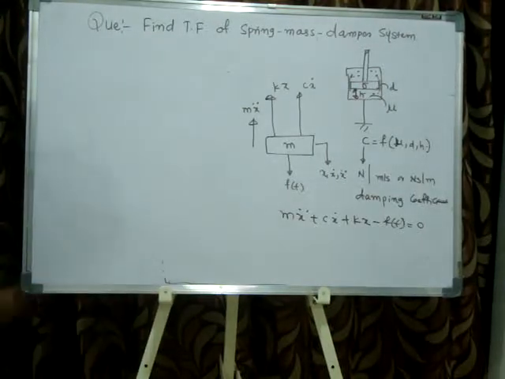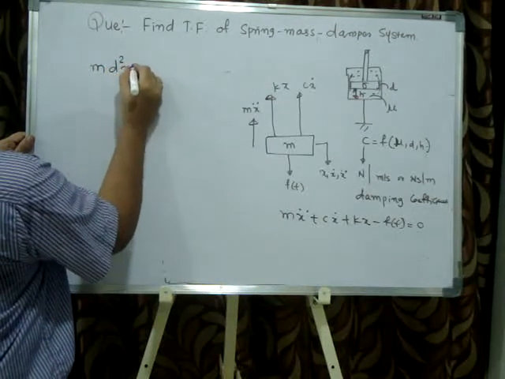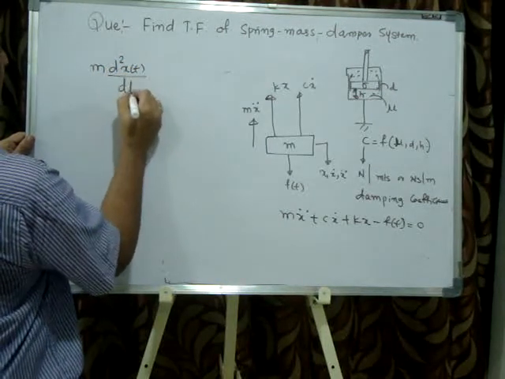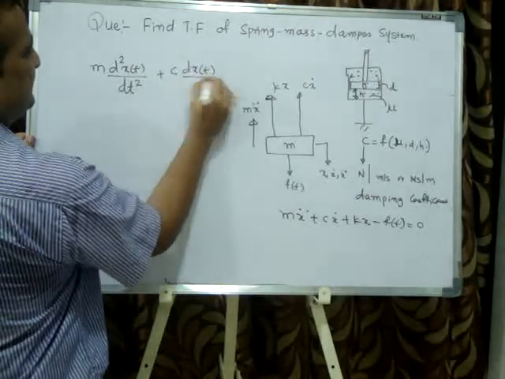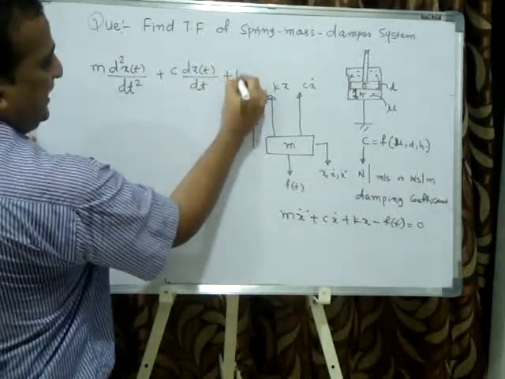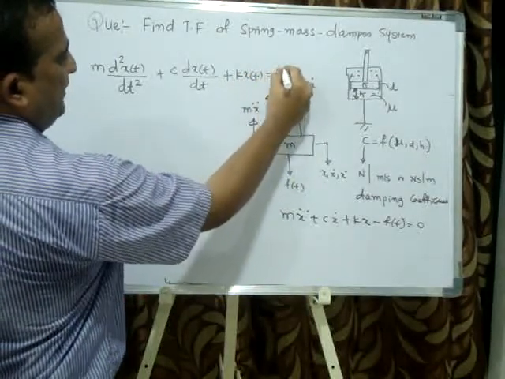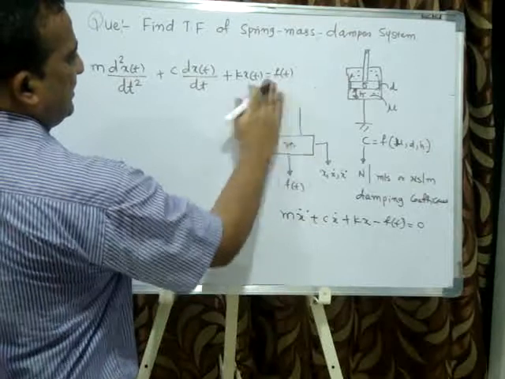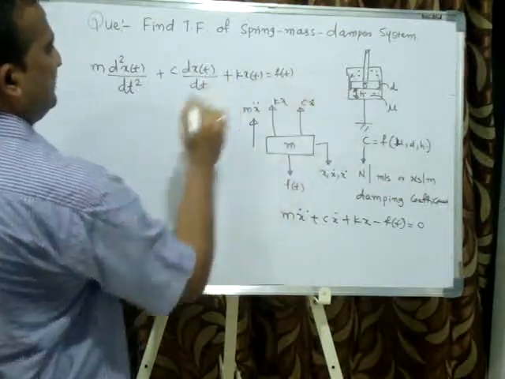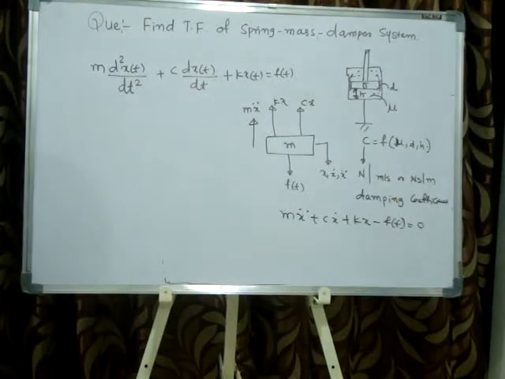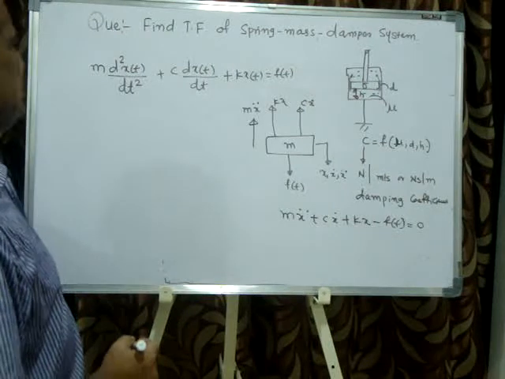Now I will write it in differential form. M times acceleration, that is d square x of t by dt square, plus c dx by dt, plus kx of t, equal to F of t. Now I will take the Laplace transformation to convert the differential equation into a simple algebraic equation.